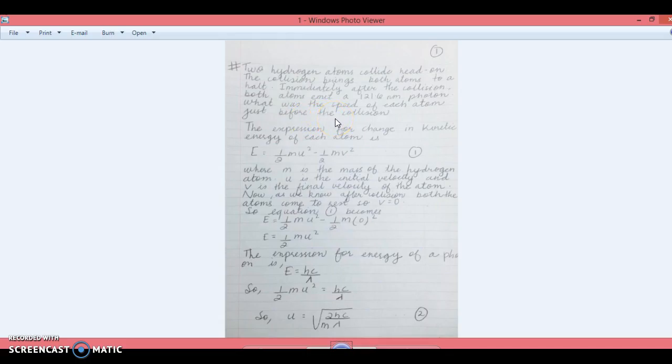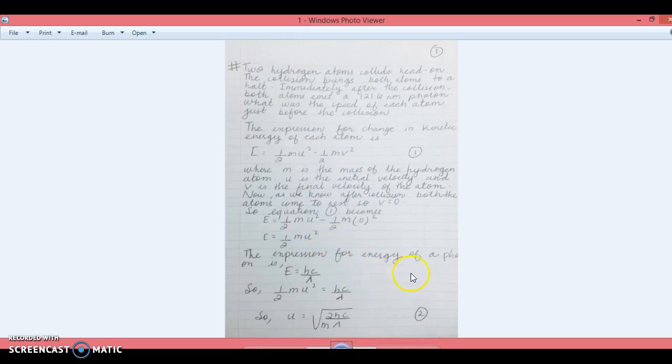As we know, this is an inelastic collision, so each atom loses its energy by emitting a photon after collision. The energy of the photon is equal to the change in kinetic energy of the atom, which is given by E equals half mu squared minus half mv squared, where m is the mass of the hydrogen atom, u is the initial speed, and v is the final speed. As we know, it came to a halt right after the collision, so v equals 0. So E equals half mu squared minus half m0 squared. So the energy of the photon is actually equal to half mu squared.